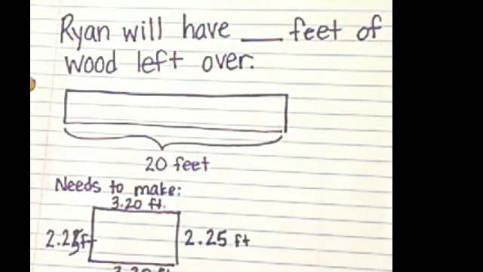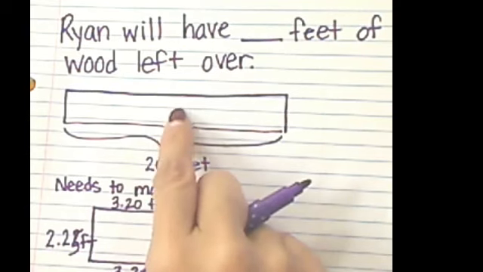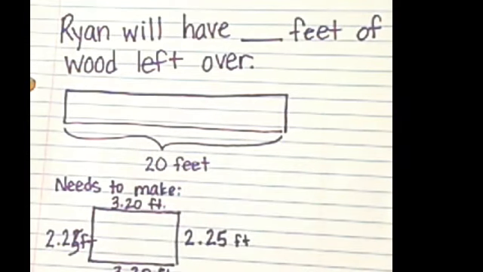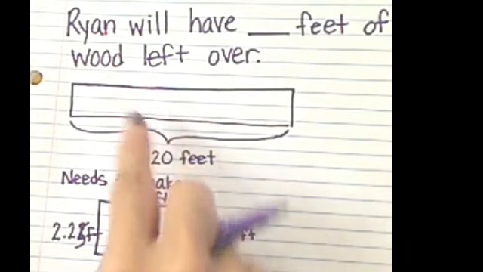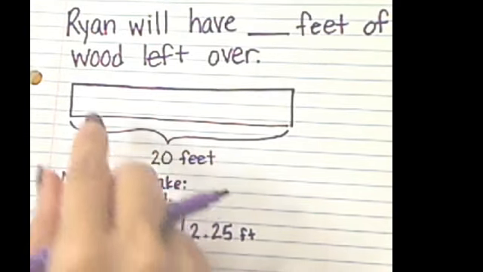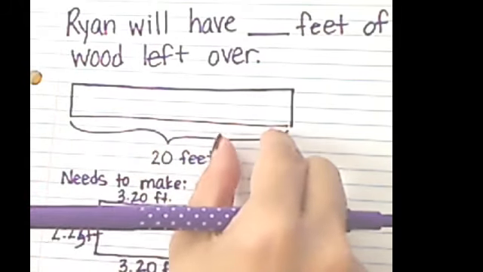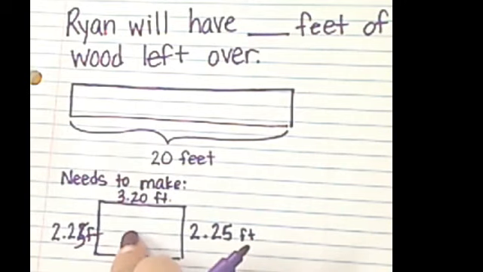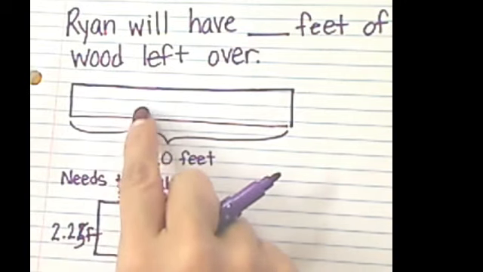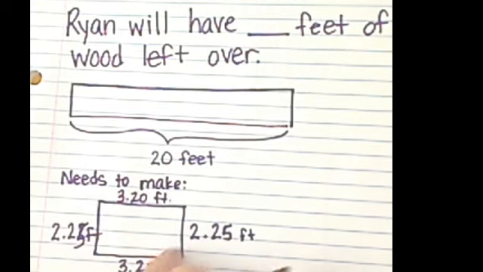So if he's making something with each of these things that long, what does he need to do with this piece of wood? He's got to take each side and he's got to measure it out on this piece of wood so that he can cut it. Because he hasn't made this yet. He needs to cut out from the wood that he has to make these sides.